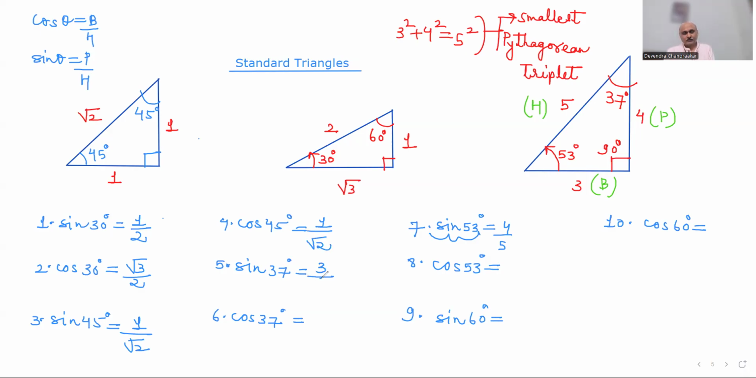Sine 37 is 3 by 5. Cos 37 is 4 by 5. Sine 53 is 4 by 5. Cos 53 is 3 by 5. Sine 60 is root 3 by 2. Cos 60 is 1 by 2.